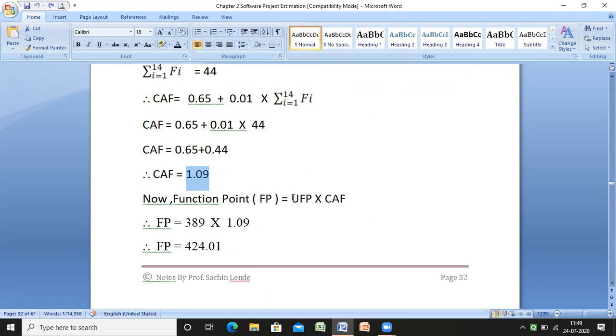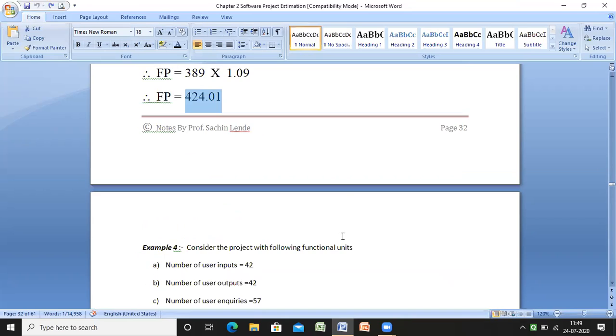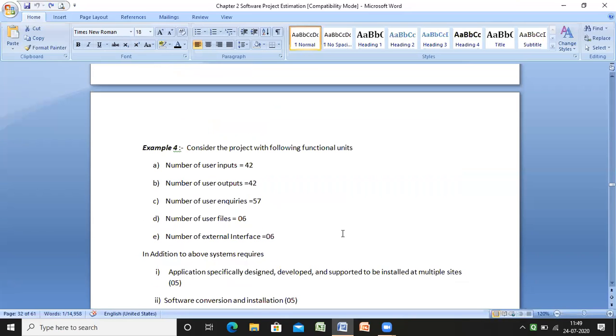Now we know the function point formula, FP equals UFP into CAF, which is 389 into 1.09. The final output we get for the function point is 424.01. Now, again, the last one, the question, I'm going to take it up.